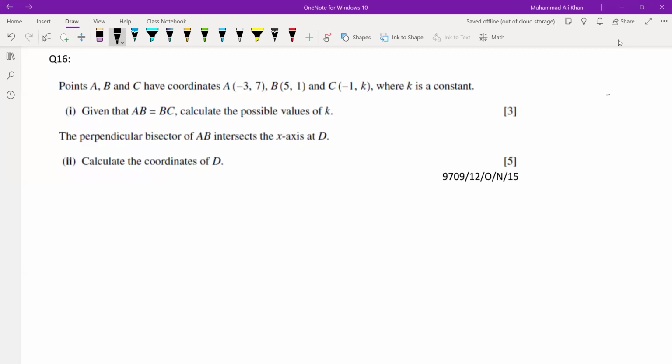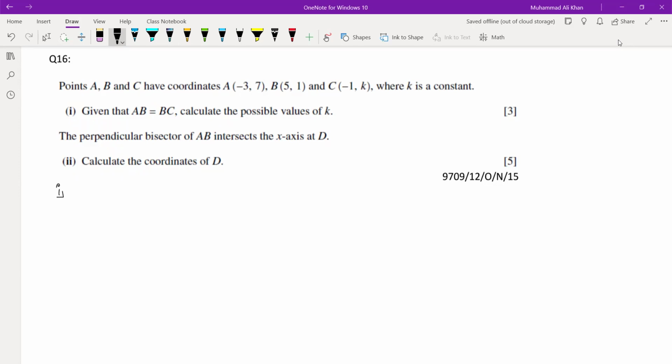Now, question number 16 from coordinate geometry. It is 9709/11 October/November 15. A question of 8 marks. In the first part, given that AB equals BC, calculate the possible values of k. If nothing else is written, it means we have to calculate the distance. First the distance AB, then the distance BC. Now you can see distances are being calculated on both sides, so there is no need to put the under root, because the under roots will cancel out.